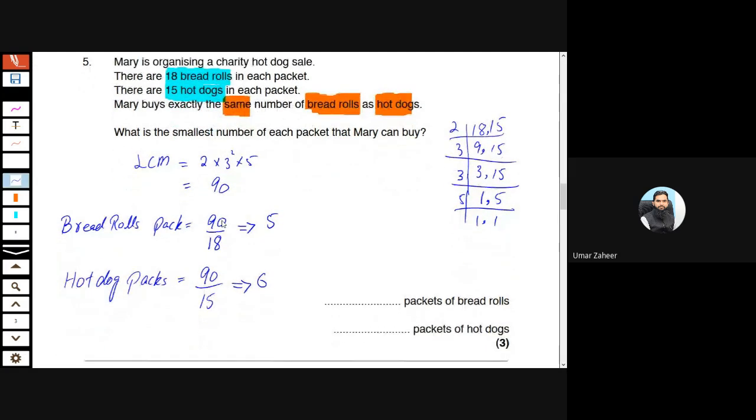Is it clear? Yes, sir. Yes. Anyone have a question here? No, sir. Clear.